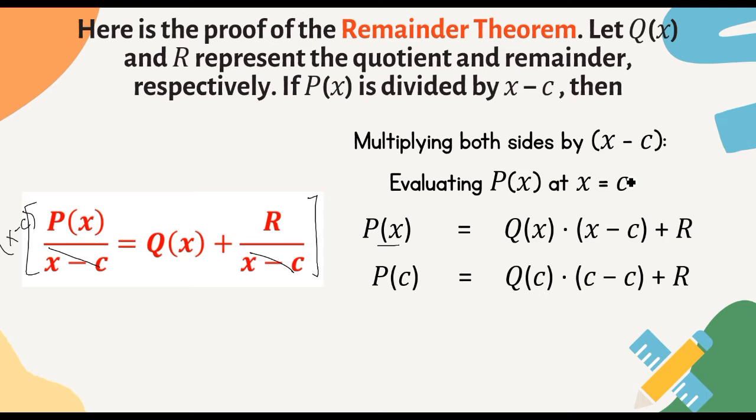And then, if we change the value of x from x to c, magiging value niya na po ay yung c. So, magiging q of c times c minus c plus r. And we all know that c minus c would become equal to 0. And any number that is multiplied by 0, the answer is 0. So, ang matitira na lang po ay p of c is equal to r. So, that is our remainder theorem.